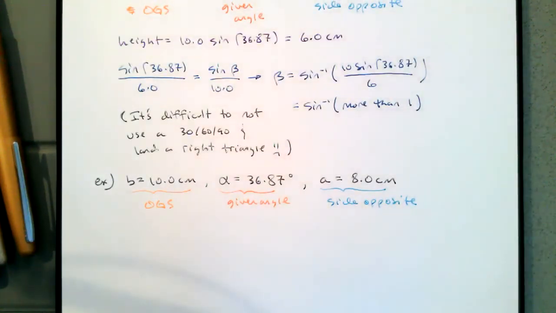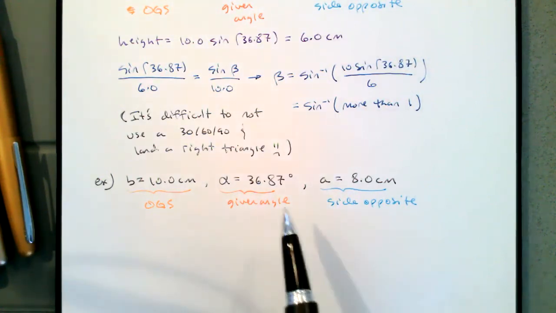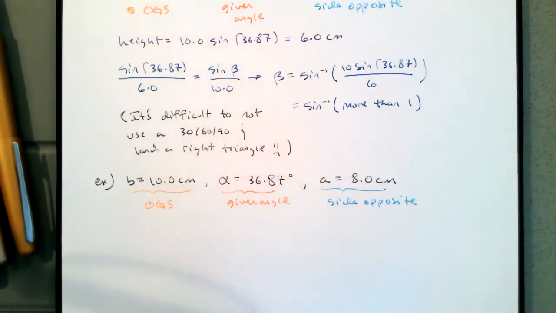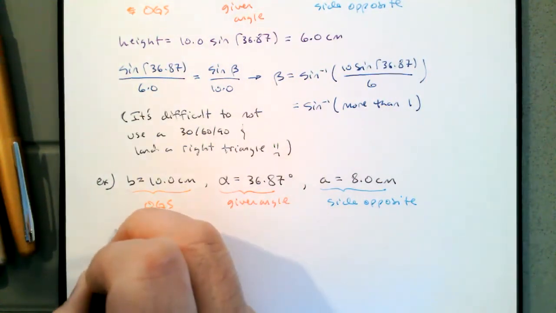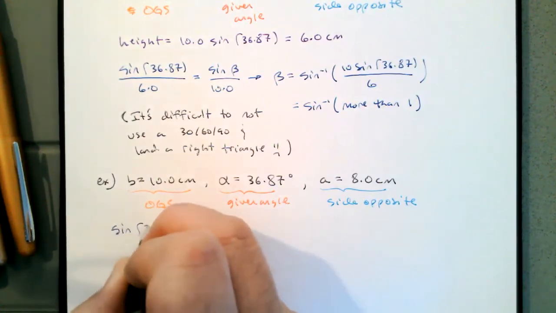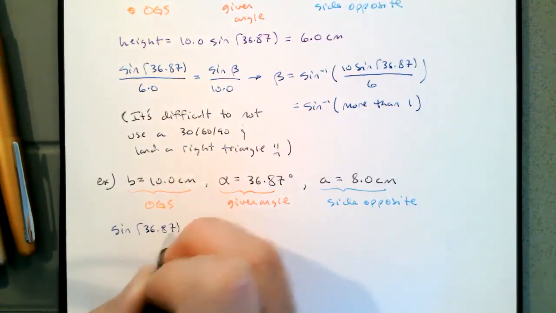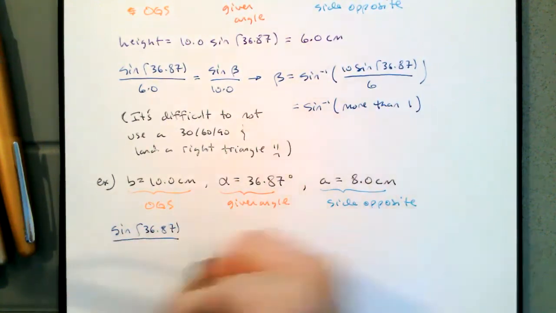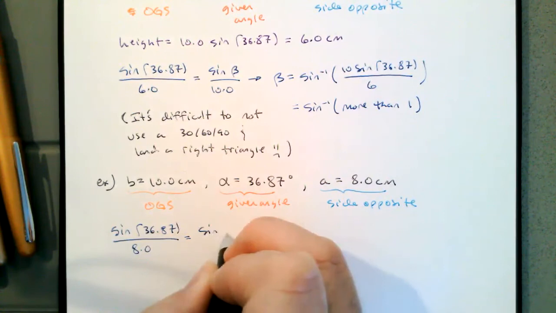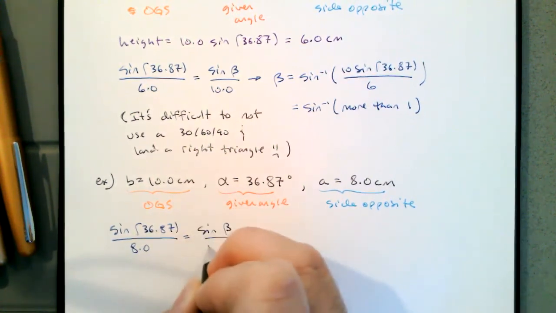Notice that the fraction that we set up is going to be the same that we set up in the previous problems. Sine alpha over A is sine beta over B. We're still going after beta as our first extra piece of information, our fourth piece of information. So the sine of 36.87 divided by 8 is equal to the sine of beta divided by 10.